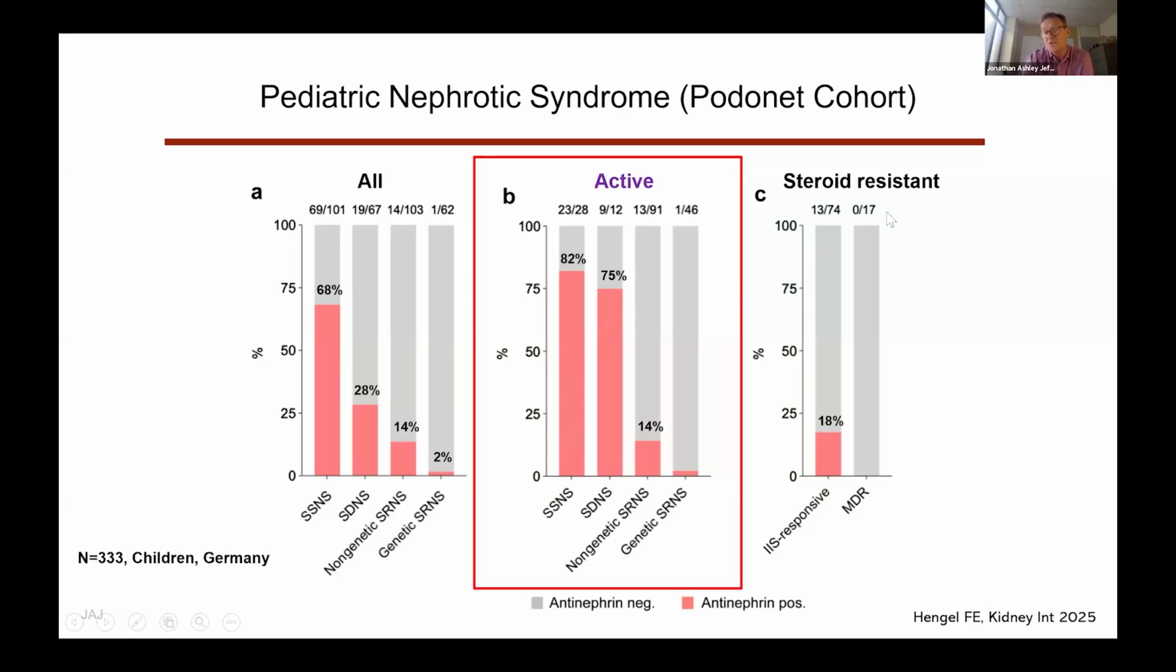If you look at the steroid resistant group, this fell away, but still about 18% of patients who were steroid resistant had anti-nephrin antibodies. Notably, this was a group that responded to other lines of immunosuppression: steroid resistant, but responding to calcineurin inhibitors, mycophenolate, rituximab, or other agents. In the multi-drug resistant group, they did not find antibodies.